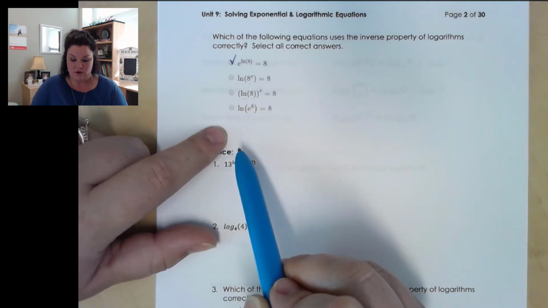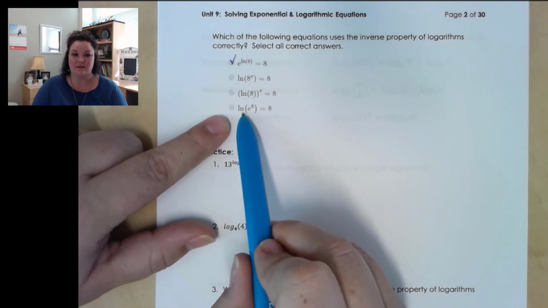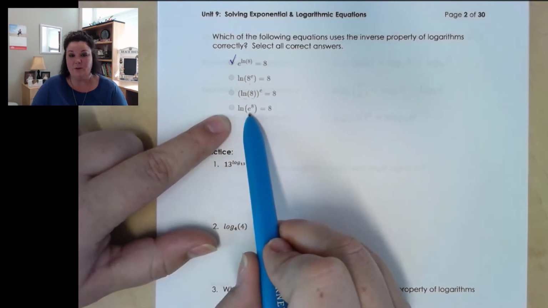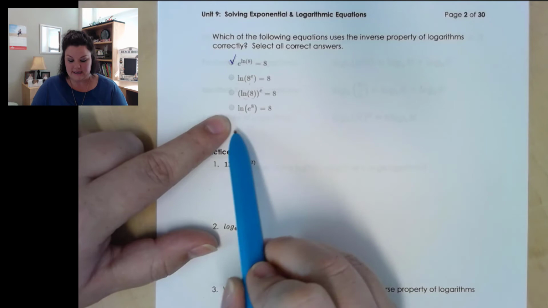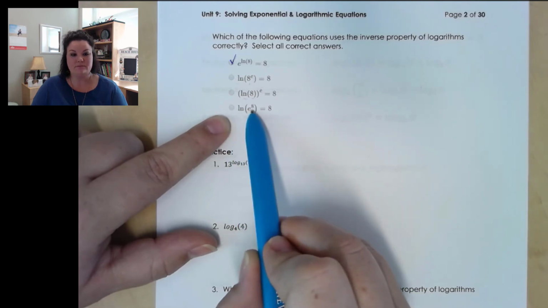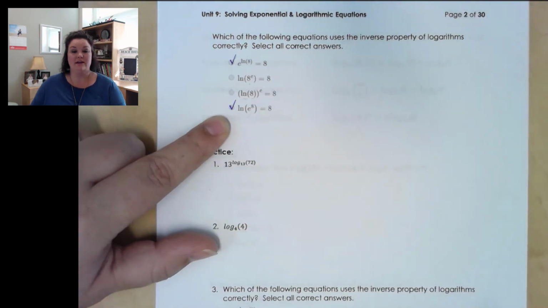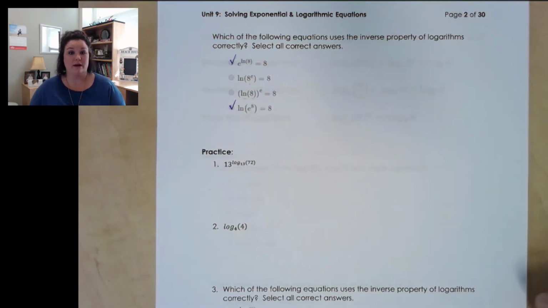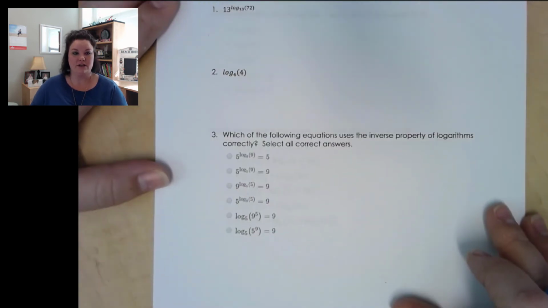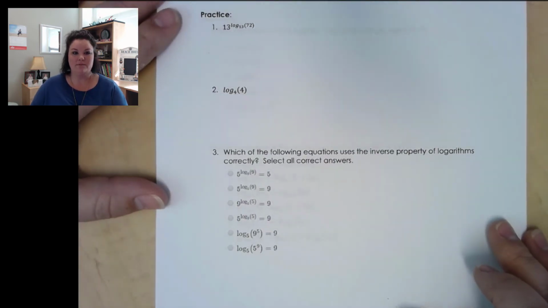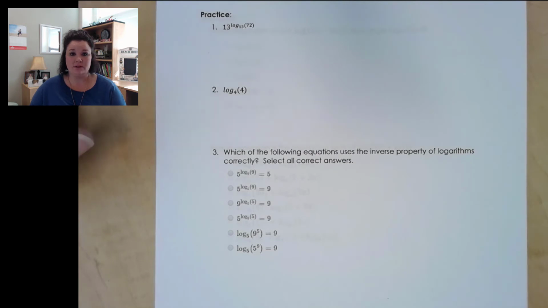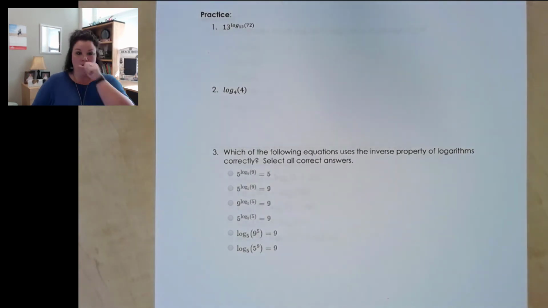And then notice our last one here, this is what I was looking for, right? ln evaluated at e to some power. This ln and e will cancel, and it will just give me 8. So the first one and the last one are the two that demonstrate that property correctly. All right. So at the bottom of the page here, there are some practice problems for you to try. There's 1, 2, and 3. So I'm going to have you go ahead and pause it so you can work these out.